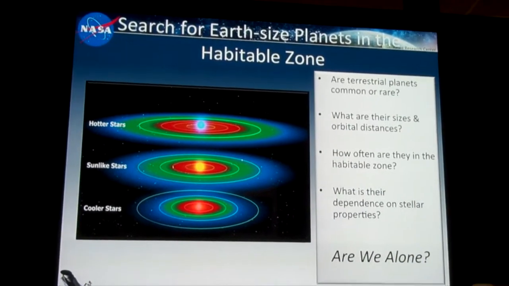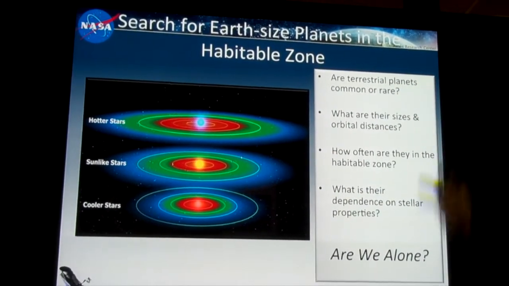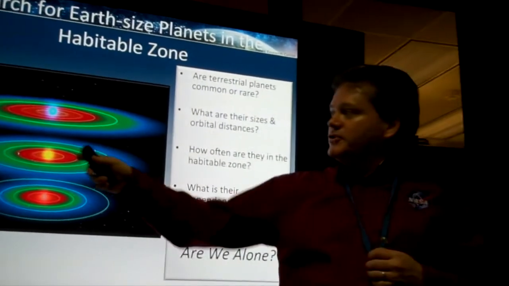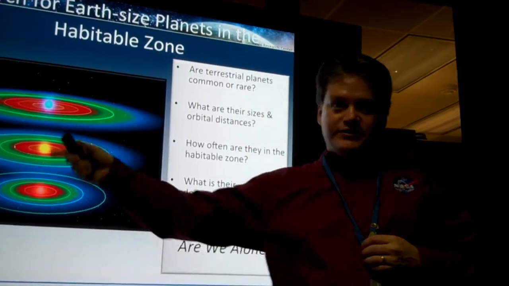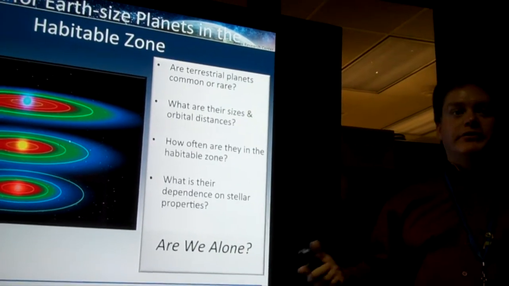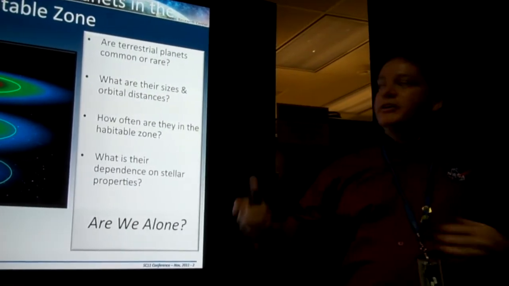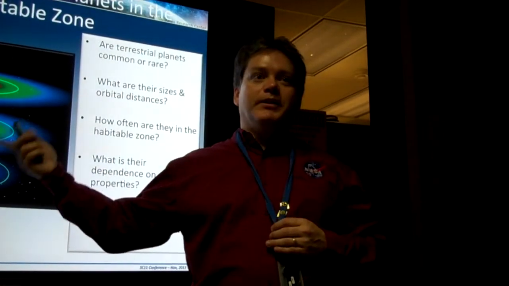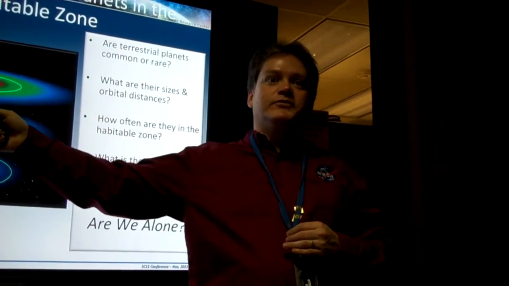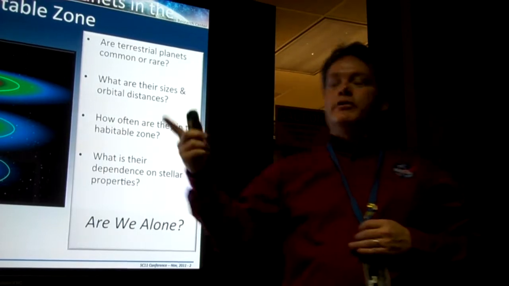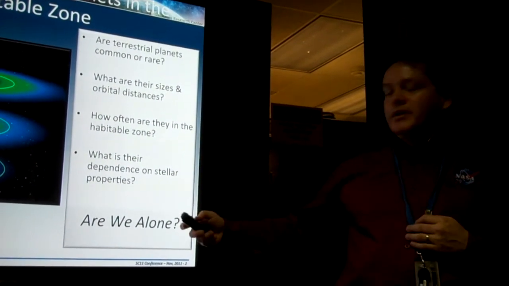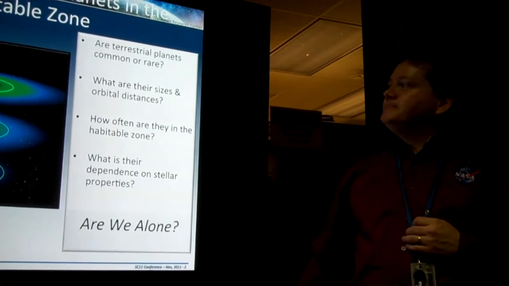The questions we want to ask are: are these types of terrestrial planets common or rare? What are their distances from their stars? What are their orbital periods? How many planets are there out there that are in a one-year orbit, like the Earth, for example? And what is their dependence on stellar properties? For example, do these planets exist more often around a certain type of star, like our star, or are they more varied? And the ultimate question is, are we alone?